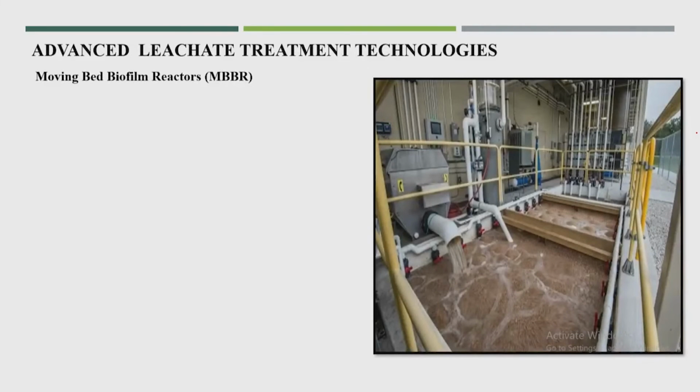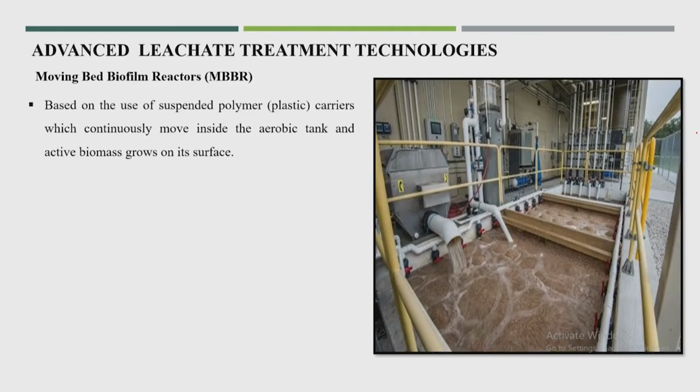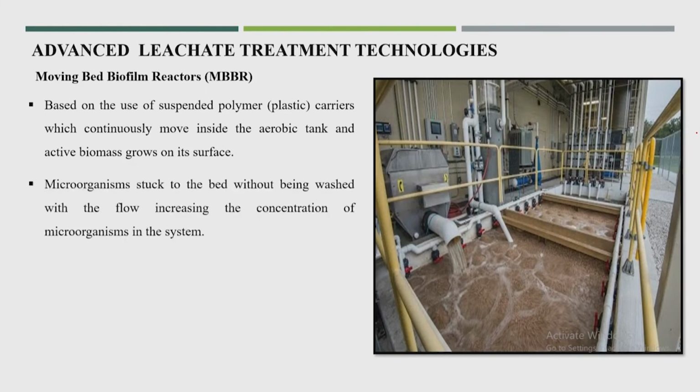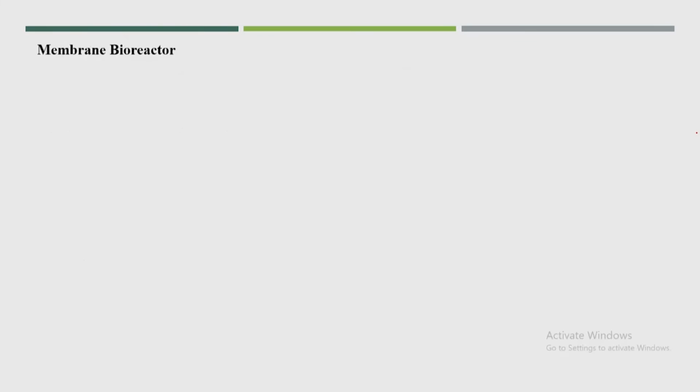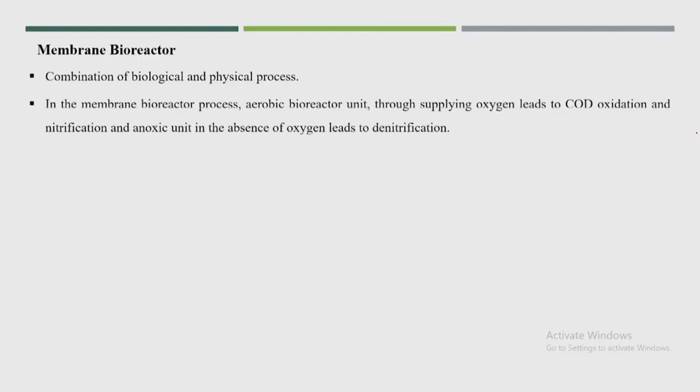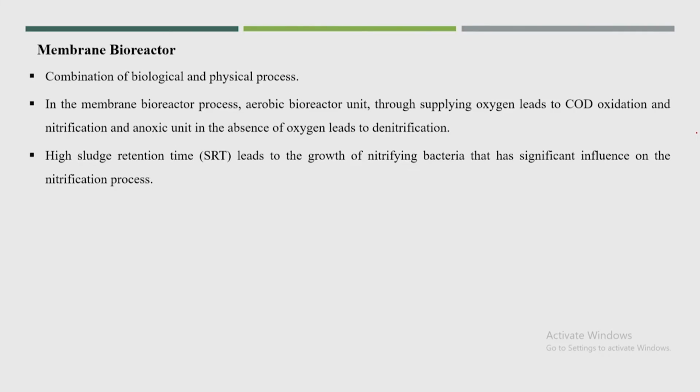So, for advanced leachate treatment technologies, we can use MBBR technology. This is also a very popular technique for sewage treatment or industrial wastewater treatment. It has high advantages, like high concentration of biomass, settling time, less sensitivity to toxic substances, and removal of organic substances and ammonia in a single process. This is also important, and a combination of biological and physical processes could also be possible.